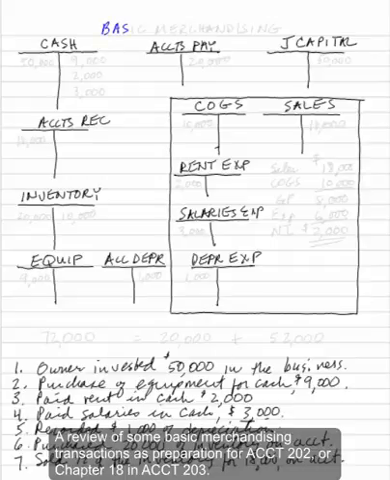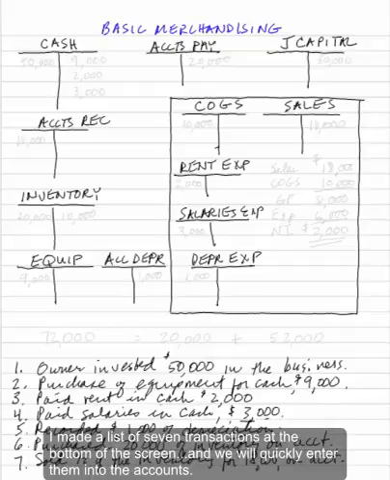Merchandising example. You could take a look at this as a preview for Chapter 18. I'm going to draw you some T accounts, and then we'll process a few transactions. I've made a list of 7 transactions at the bottom of the screen, and we're just going to sketch them into the T accounts very quickly.